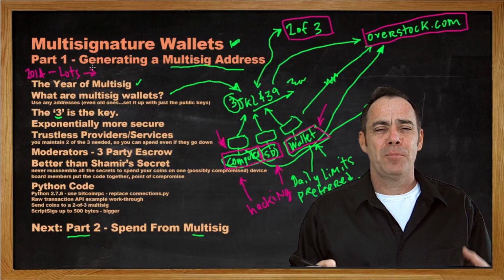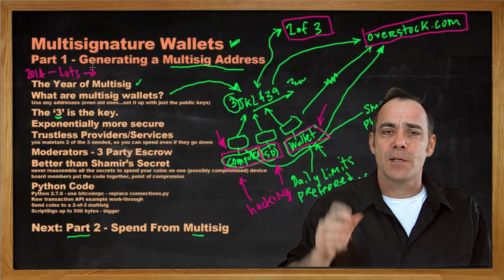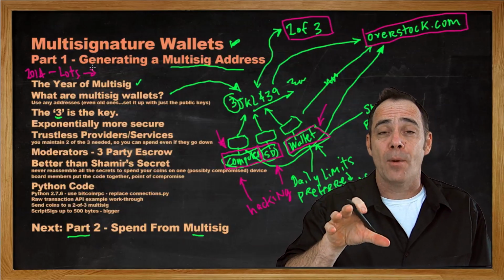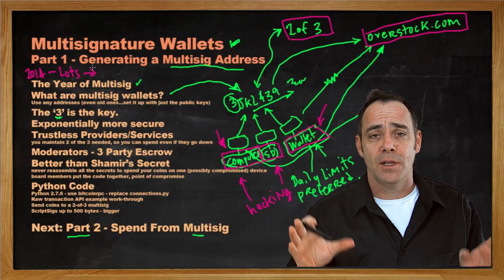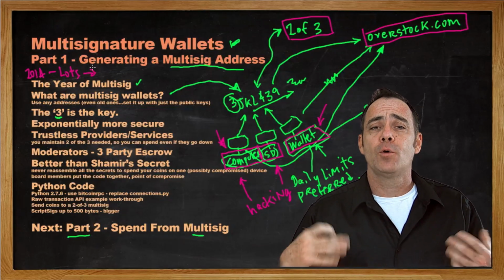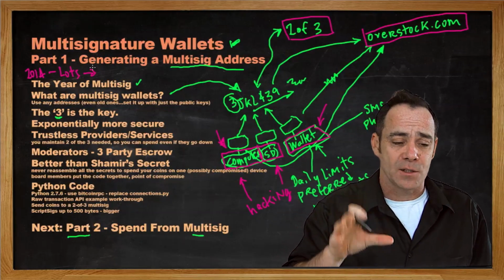And, you know, a lot of people are like, oh my God, this sounds so complex. Well, today we're actually going to program our own multi-sig. We're going to generate an address, and you'll see it's just really, really easy. So there's no excuse for your wallet provider not to start providing this functionality.